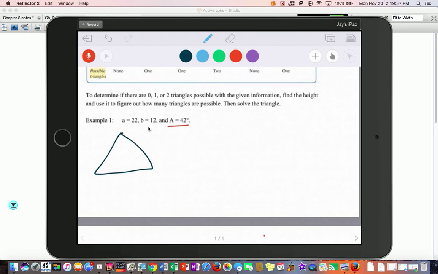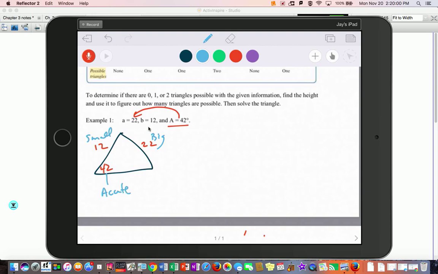Now, this is the angle and this is the partner side. So I want people to get in the habit of, we put the 42 there and the 22 here, and we'll put the 12 there so that it's the same thing every time. You've got stuff in the same location. Well, this is a situation. This is acute, and this is big, and this is small.